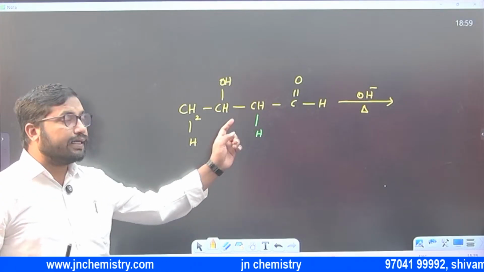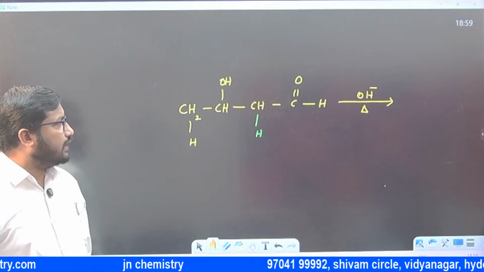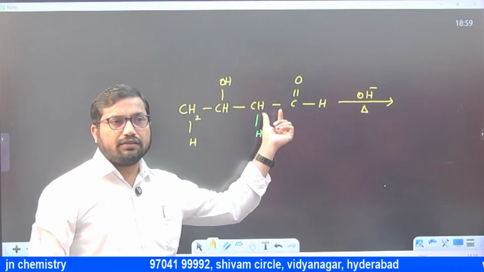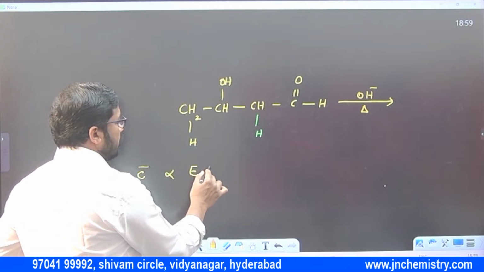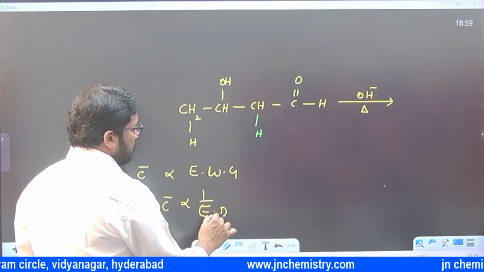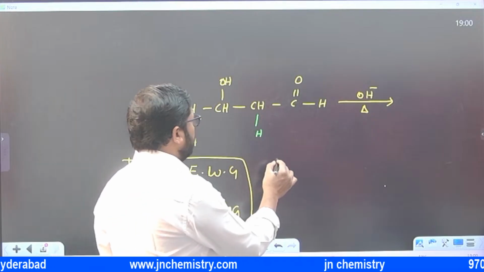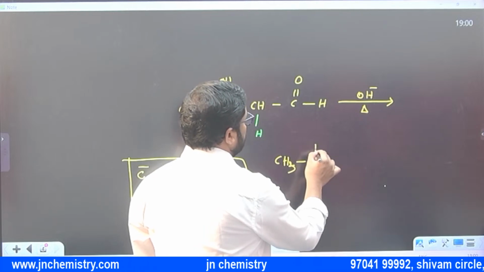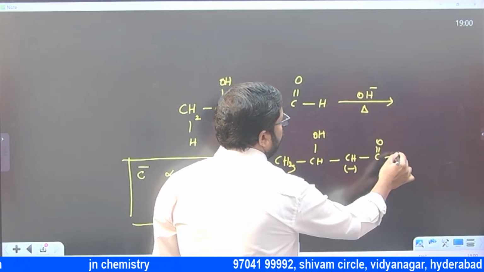But the green one is second degree, right? It is resonance stabilized, as well as this is an electron withdrawing group, minus I. So generally carbanion is stabilized by electron withdrawing groups. Carbanion stability is directly proportional to electron withdrawing groups and inversely proportional to electron donating groups. Write it down. So obviously we will remove the green hydrogen here. CH3, CH, OH, CH negative charge, C double bond OH.